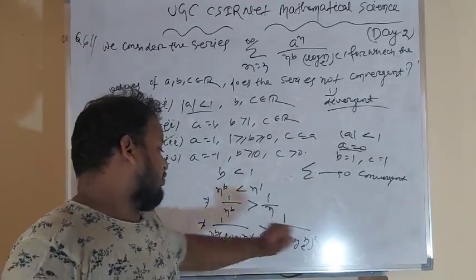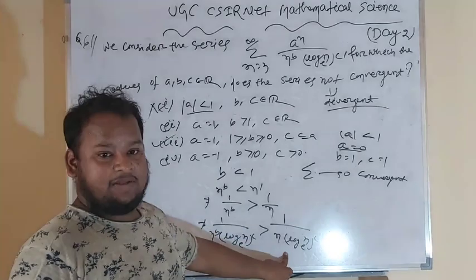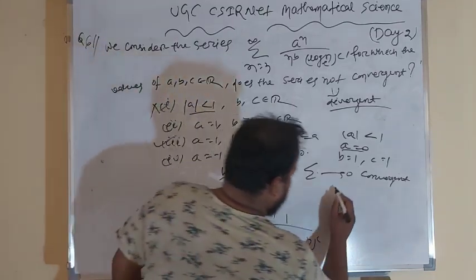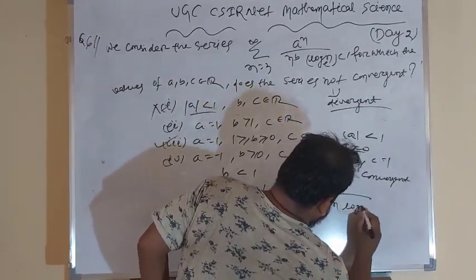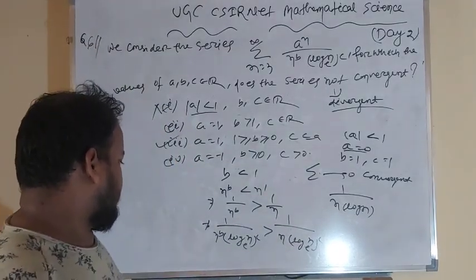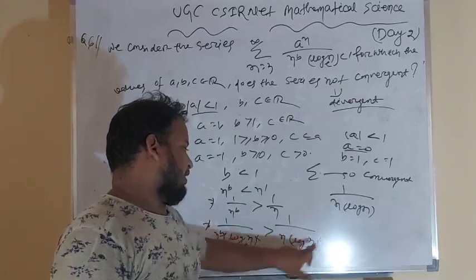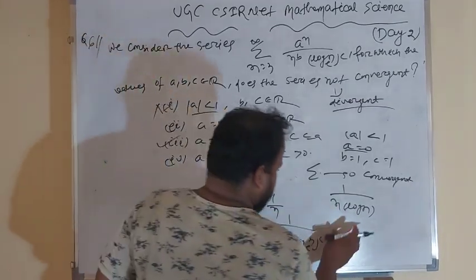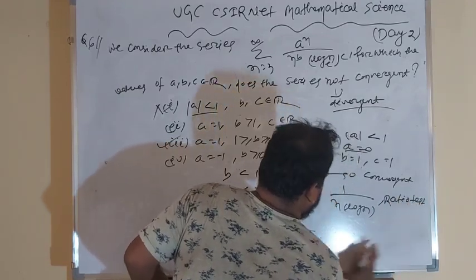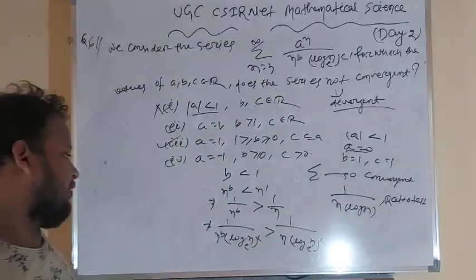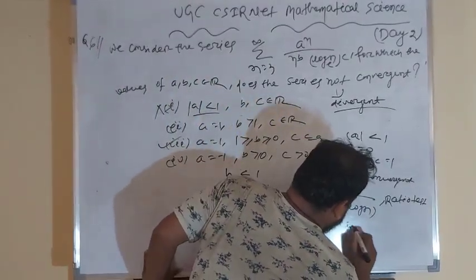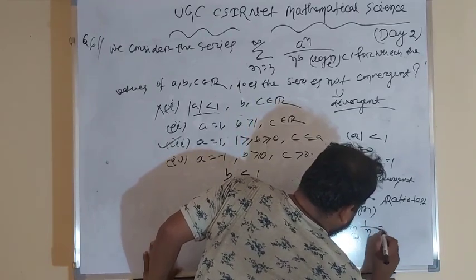We know that 1 by n log n series is what? This series is divergent. How to say this series is divergent? We obviously know that 1 by n log n series is divergent by the log series, by ratio test. The limit of 1 by n as n tends to infinity is 0.